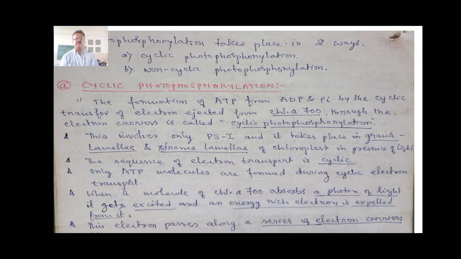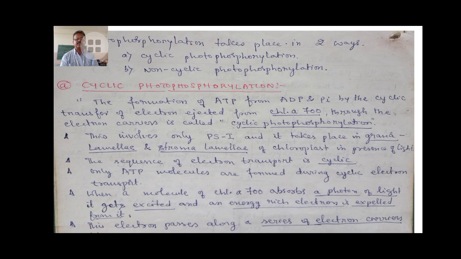Okay, under the light phase of reaction, you see the formation of ATP. Let us see first the cyclic photophosphorylation. The formation of ATP from ADP and inorganic phosphate by the cyclic transfer of electron ejected from chlorophyll pigment A700 through the electron carriers is called cyclic photophosphorylation. If they ask, what is cyclic photophosphorylation, you have to write what I said now.